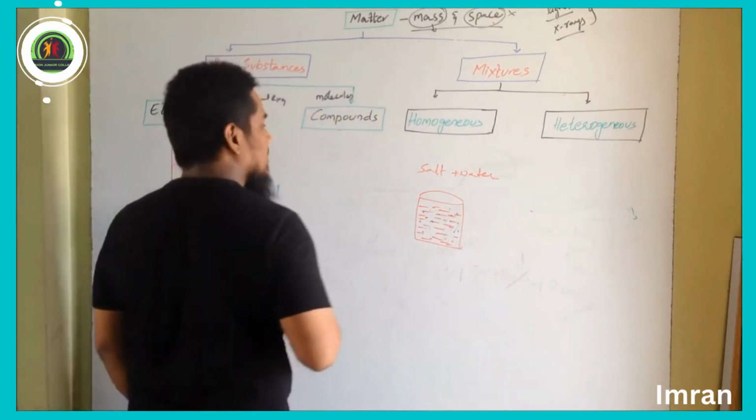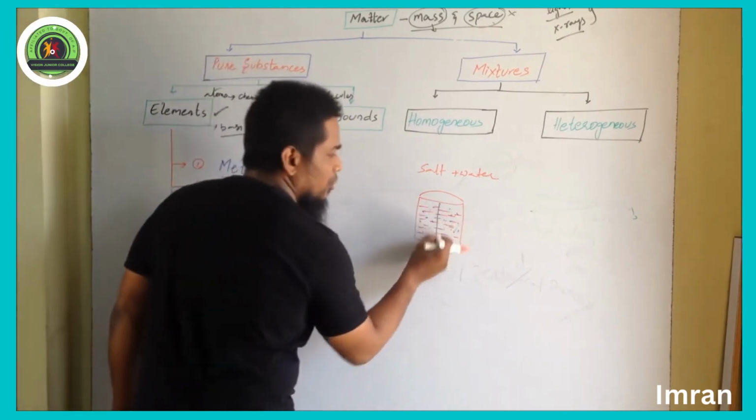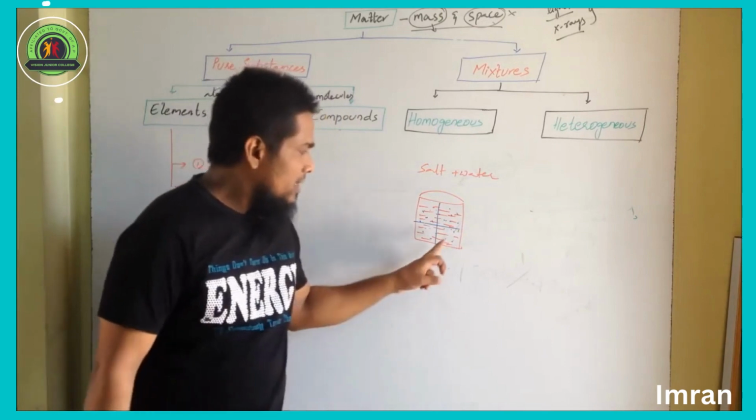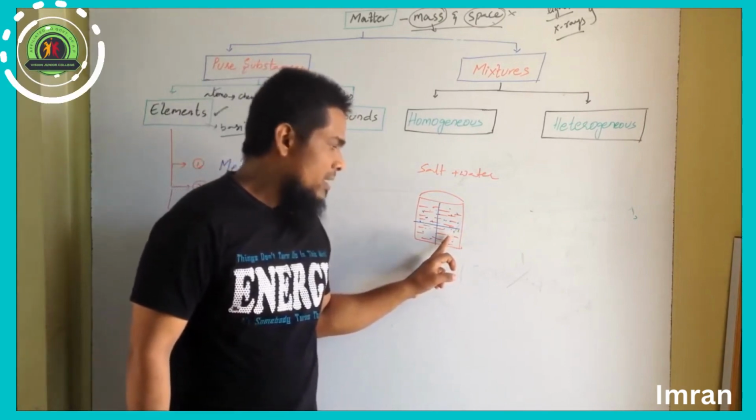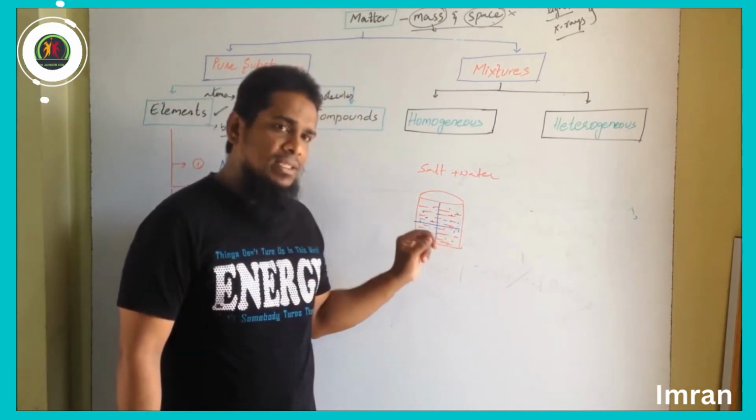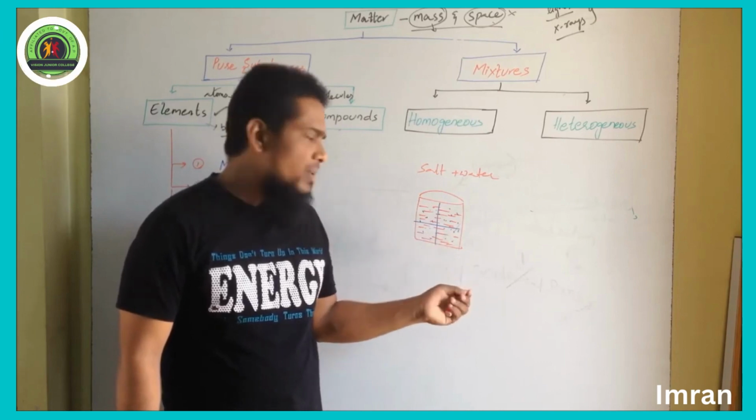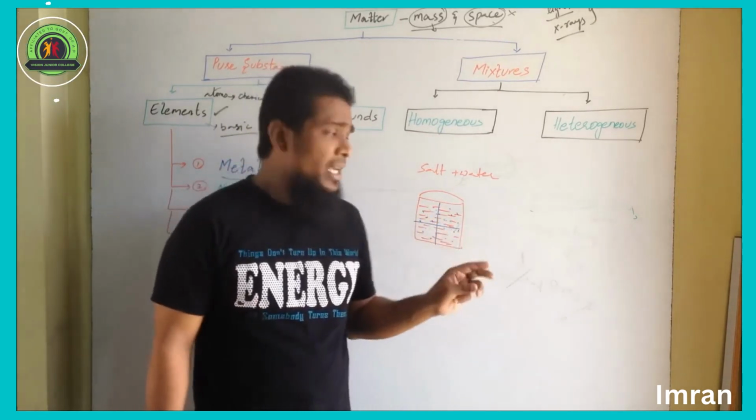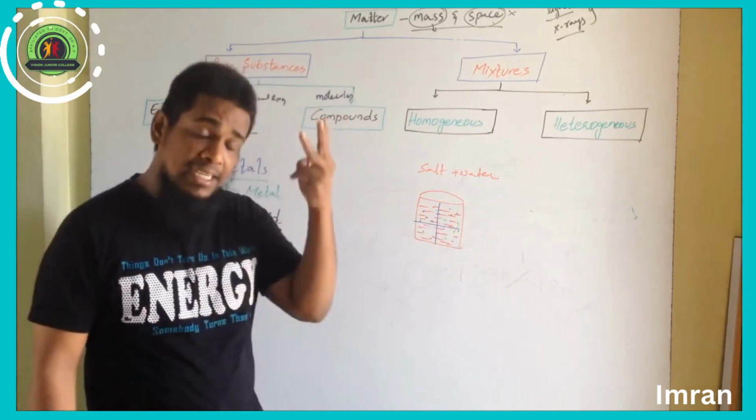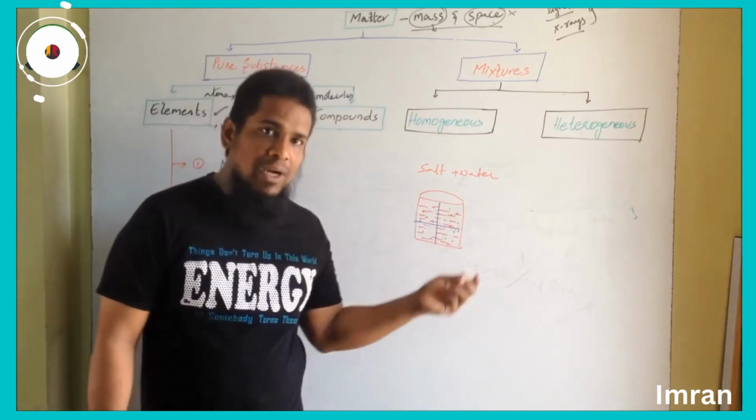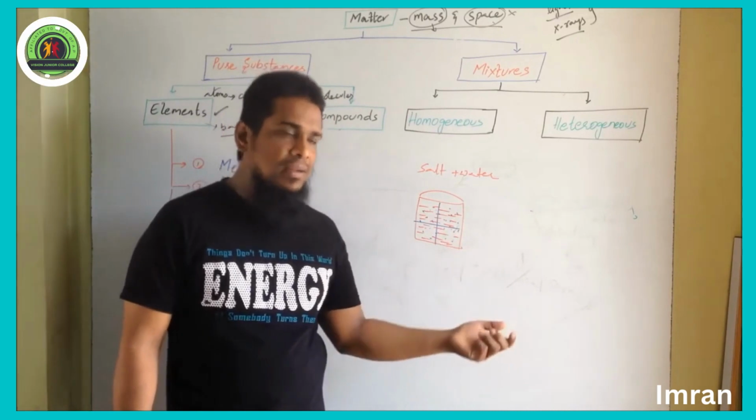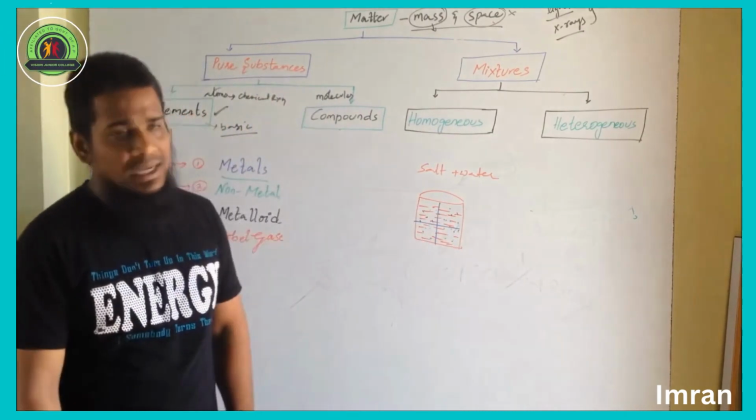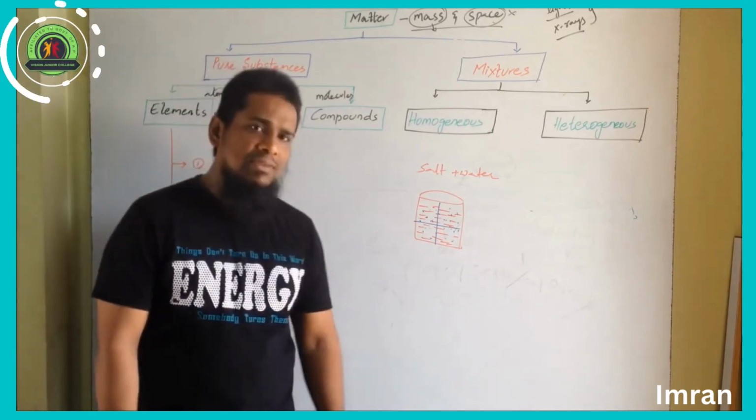If I divide this complete solution into four equal parts, imagine the solution, in this part, how many salt molecules and water molecules are present? The same number of salt molecules will be present in the remaining three parts. If I divide the solution into 10 parts, in one part how many water molecules and salt molecules are there? In the remaining 9 parts also, the same number of water molecules and the same number of salt particles will be present.